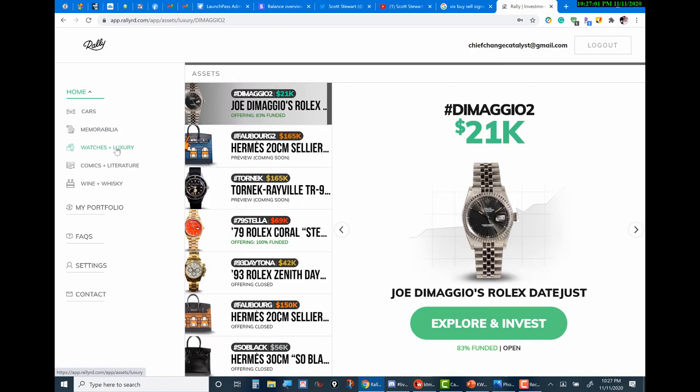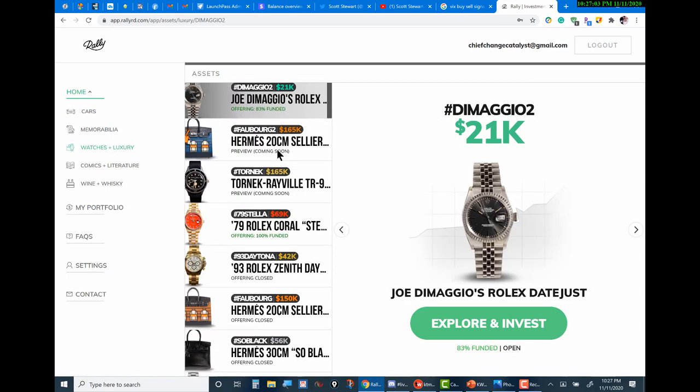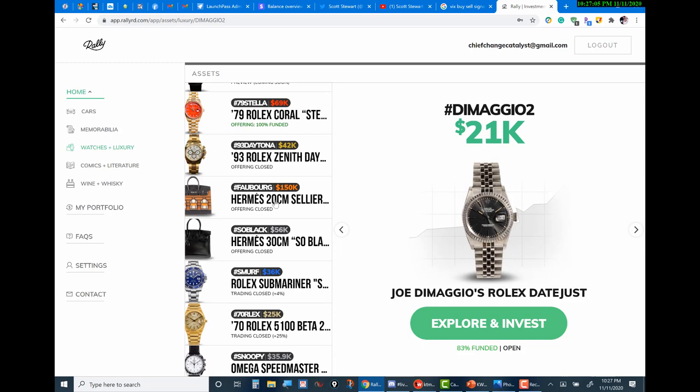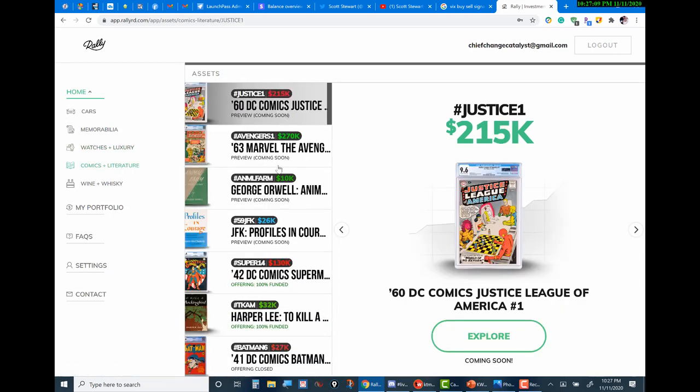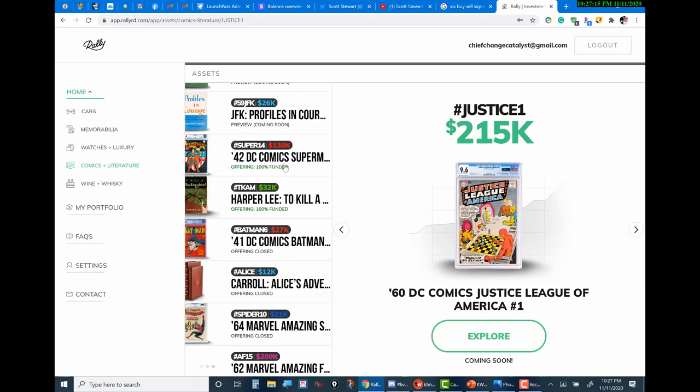There's all kinds of luxury watches that are incredibly rare. Hermes bags that you can invest in. All types of amazing literature. Signed George Orwell books, JFK books signed by him. A 42 DC Comics on Superman. That went fast. All of these things, guys, are amazing investment opportunities.